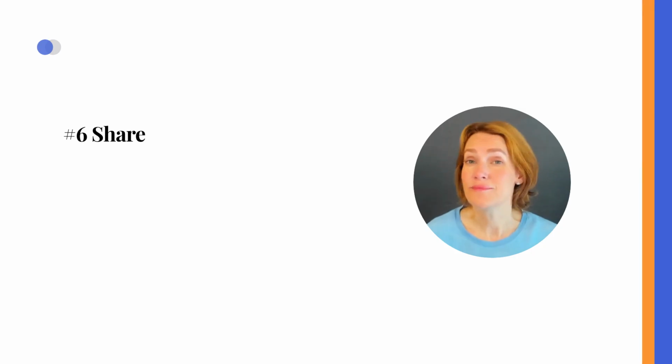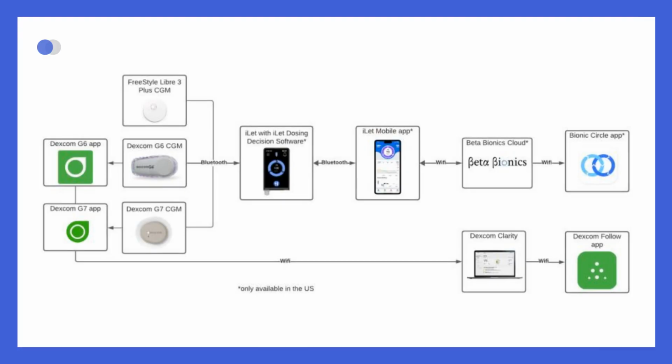6. Share. With the iLet system, it is possible to share insulin and glucose data with healthcare providers and family members. The iLet mobile app automatically synchronizes to the iLet cloud, and real-time monitoring for up to 10 family members and caregivers is available via the Bionic Circle app.